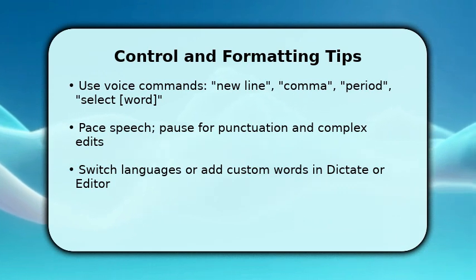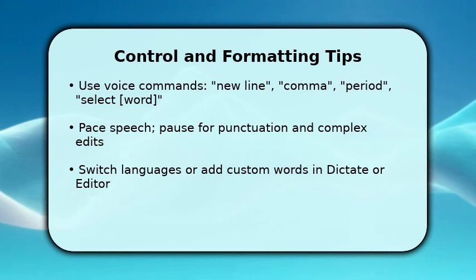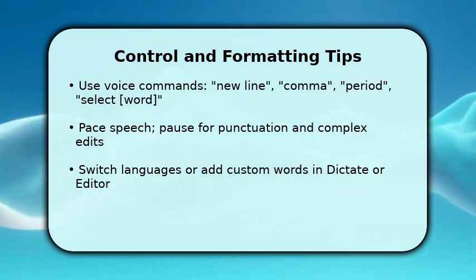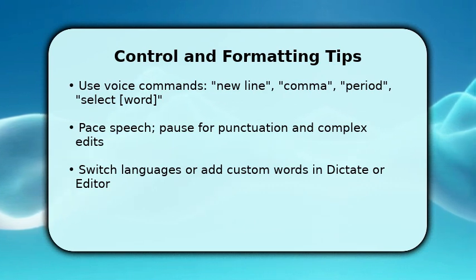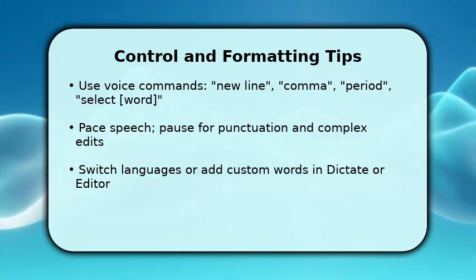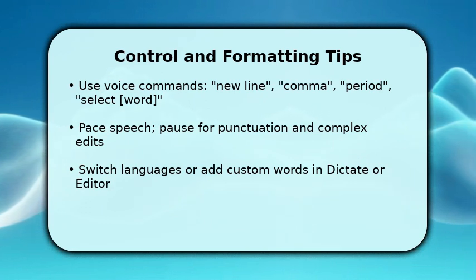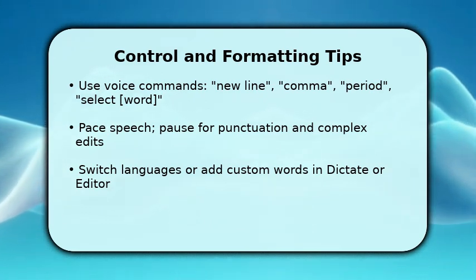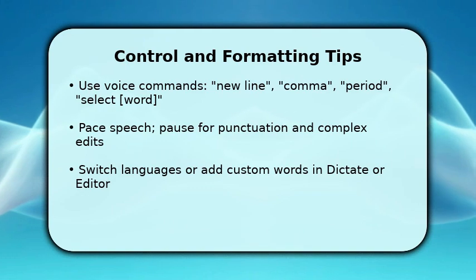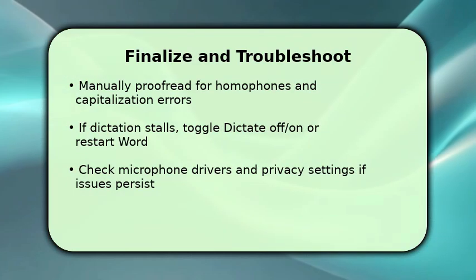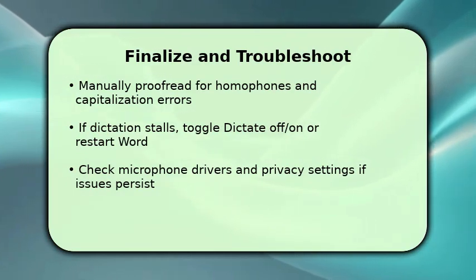For lists and headings, say bullet or heading, then dictate the text. If you need different language models, change dictate language settings. Pause briefly before punctuation to reduce recognition errors, and keep dictation accurate. Finish by proofreading aloud while scanning for homophones, capitalization, and context errors that speech recognition misses.